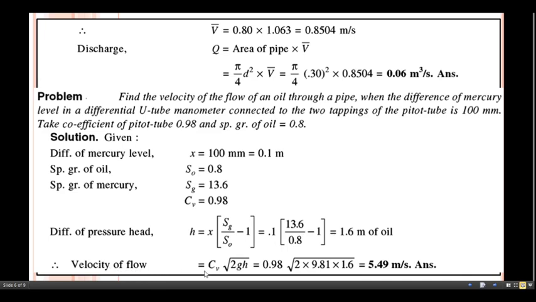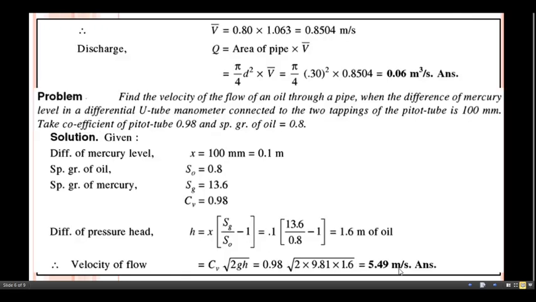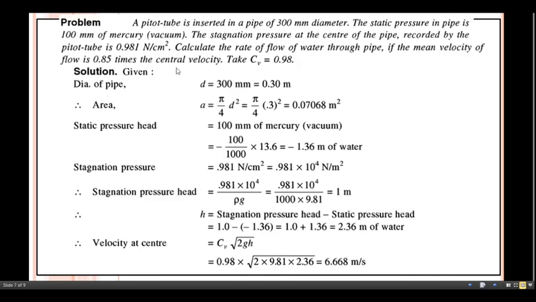Then get the velocity of the flow, that is Cv into square root of 2gh. Substitute the values of Cv, g and h. After doing the calculation, you can get 5.49 meter per second. So our target to calculate the velocity of the flow is completed here. Let us start with the next problem.